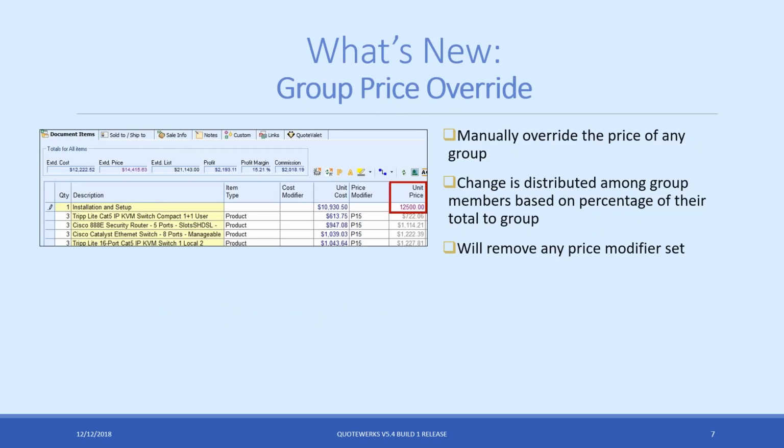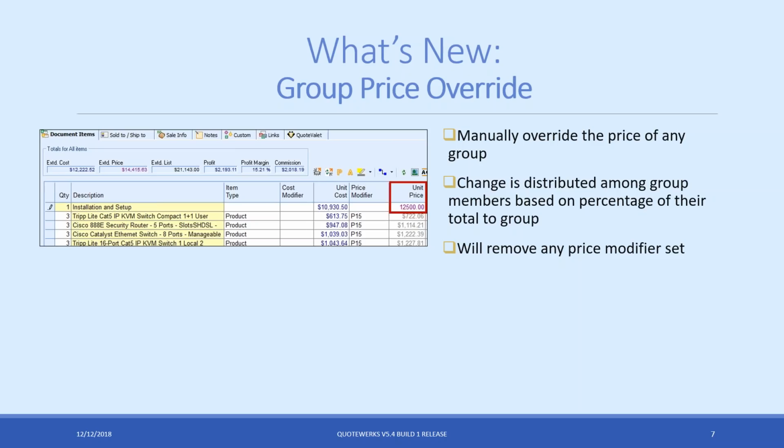Group price override. So this is a feature that's been asked for a very long time. Essentially what it does is allow you to manually input the unit price of a group or a bundle. For those of you unfamiliar with a group or bundle in QuoteWerks, groups and bundles are basically a calculated field.